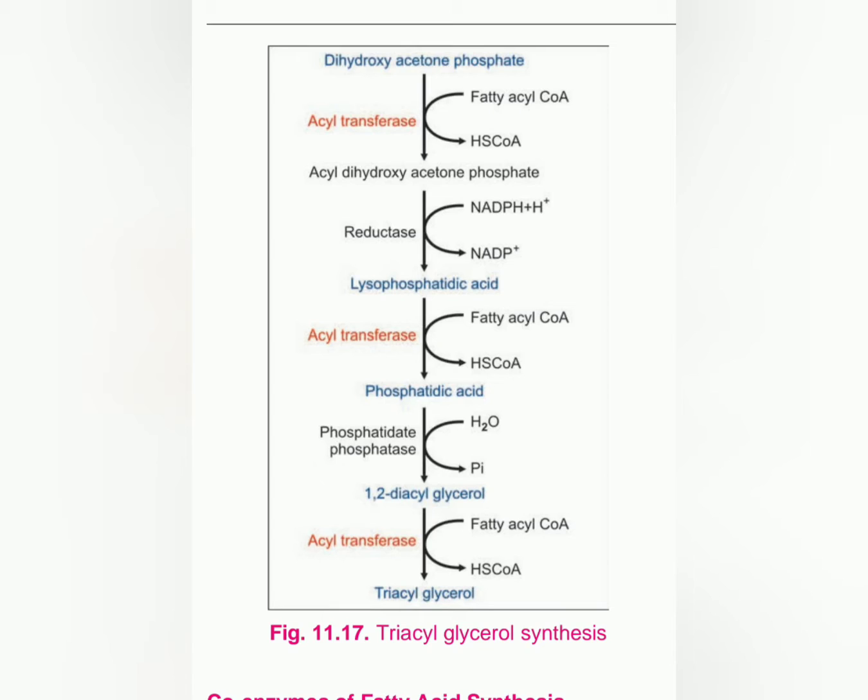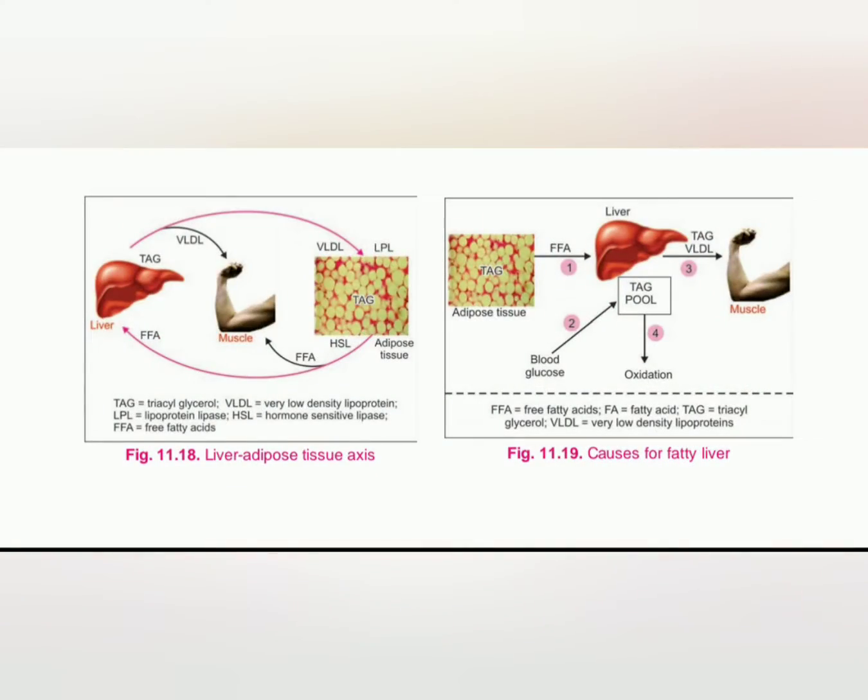Lysophosphatidic acid, when acted on by acyl transferase, forms phosphatidic acid. With the help of phosphatidic acid phosphatase, 1,2 diacylglycerol is formed. With the help of acyl transferase, the 1,2 diacylglycerol turns to triacylglycerol. There are two important sites of fatty acid metabolism: adipose tissue and the fatty liver.